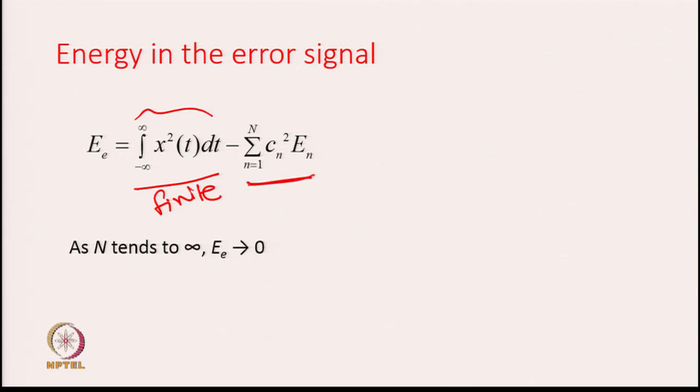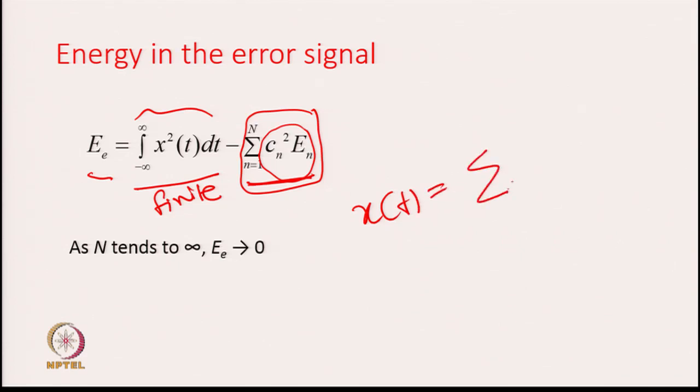Now, this quantity increases as n increases because this is a positive quantity. Finally, you hope that as the number of terms increases, the energy in the error decreases. So, if I make n tend to infinity, the energy in the error will go to 0, and hence I can write x t as the summation of C n x n t, at least if n is pretty large.